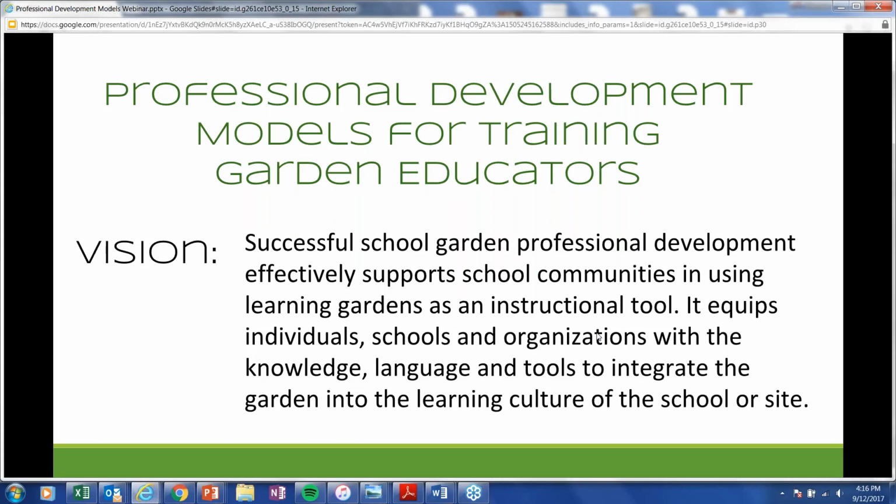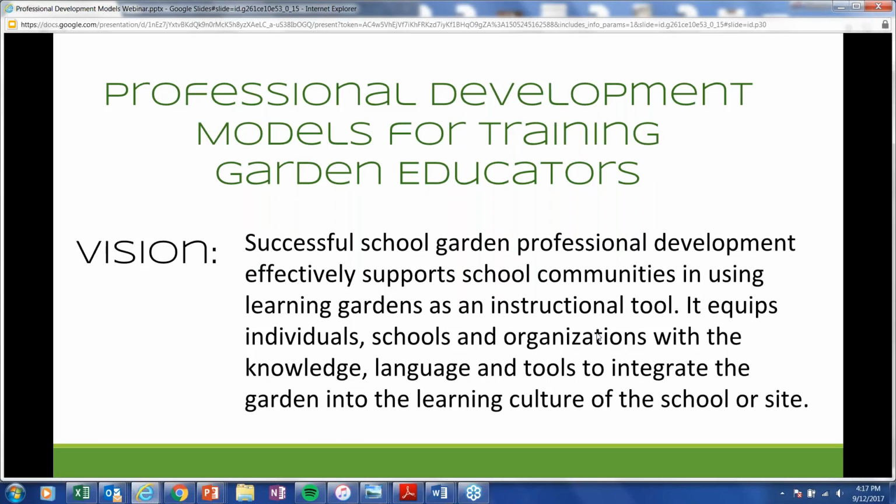I think we all felt very strongly that the instructional tool was key. What we were instructing on may differ, whether it was science, nutrition, food science, social emotional growth, but it was an instructional tool. And that we would work with the stakeholders, the individuals at that school, whether it was a single teacher all the way to the school level to organizations, to put everything together and make sure that that garden, that outdoor classroom could be truly integrated into the learning culture of the school, and that professional development should support that in happening. And I'm sure many of you would agree that that's easier said than done.